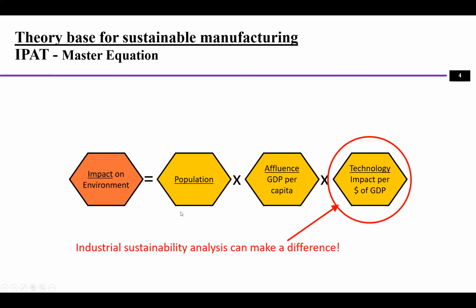From a historical perspective, we can see that population is actually always going up, right? Some countries you may see a different curve, but in the general trend, the population with civilization development is always going up, and then affluence, GDP per capita, is also going up. So the only variable that we can work on to reduce the total environmental impact on the earth is technology. This is where industrial sustainability analysis or manufacturing systems can make a difference on the total environmental impact on the earth.